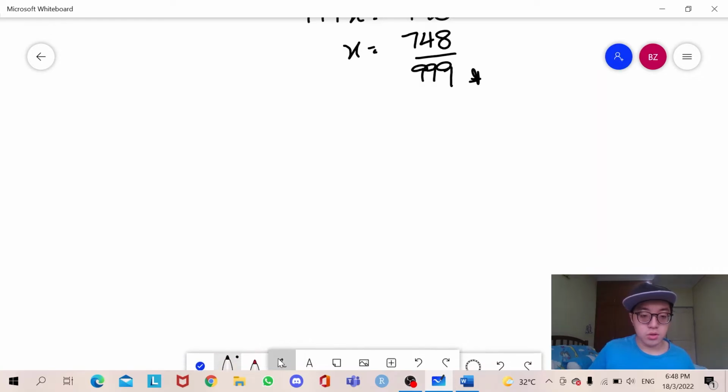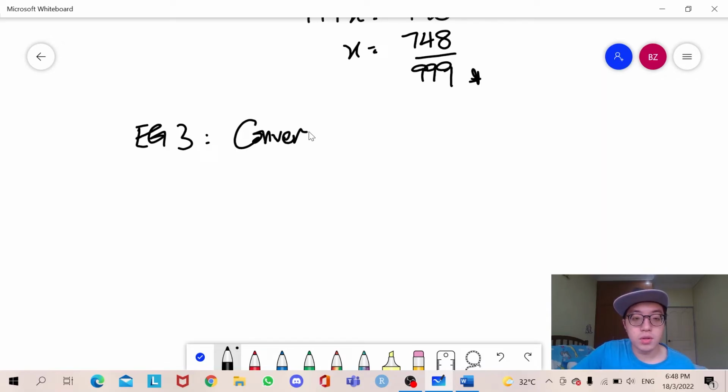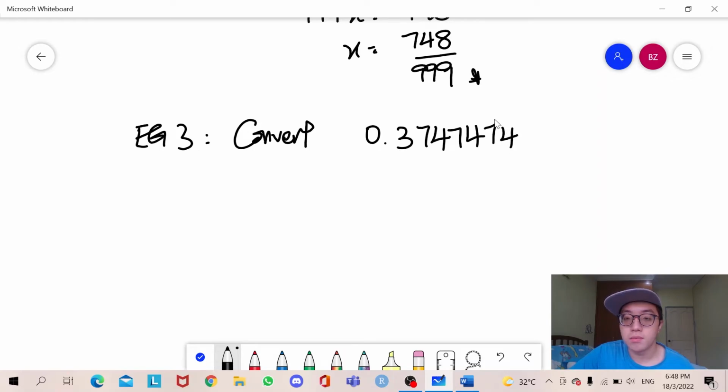And last, I will go to the third one, example number 3. All right, so in this part, I would like you to convert 0.3747474 dot dot to a fraction. Take note that this is a little bit different from the previous one, and we will see. So pause this video and try it out before you continue.